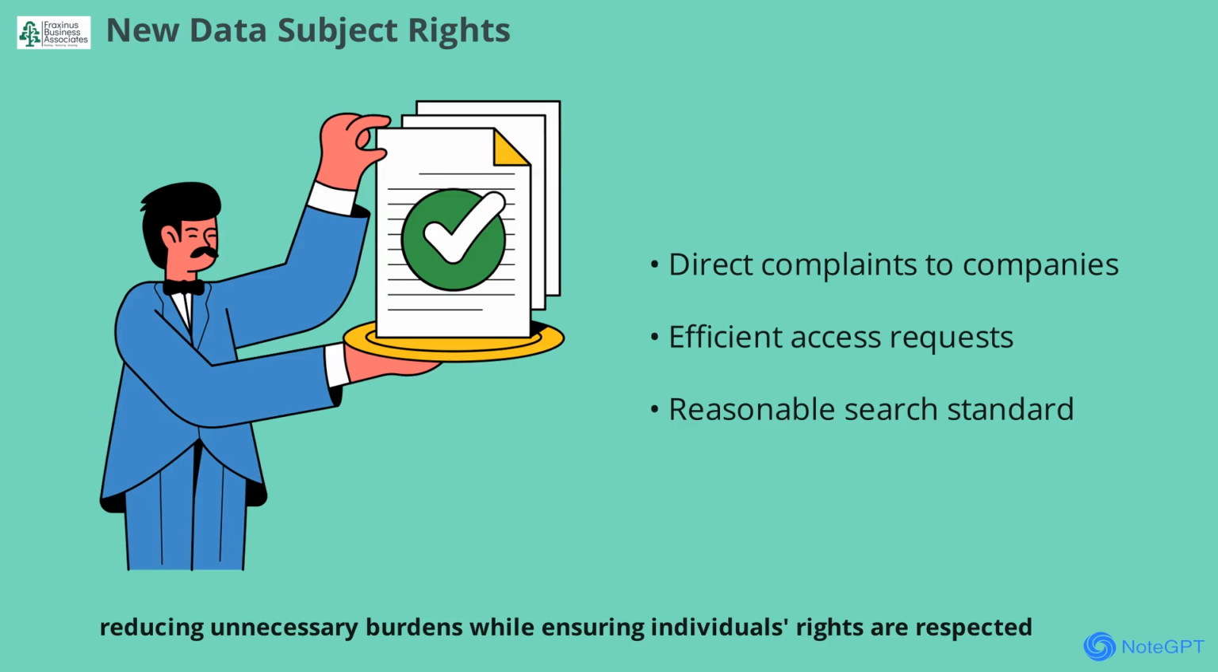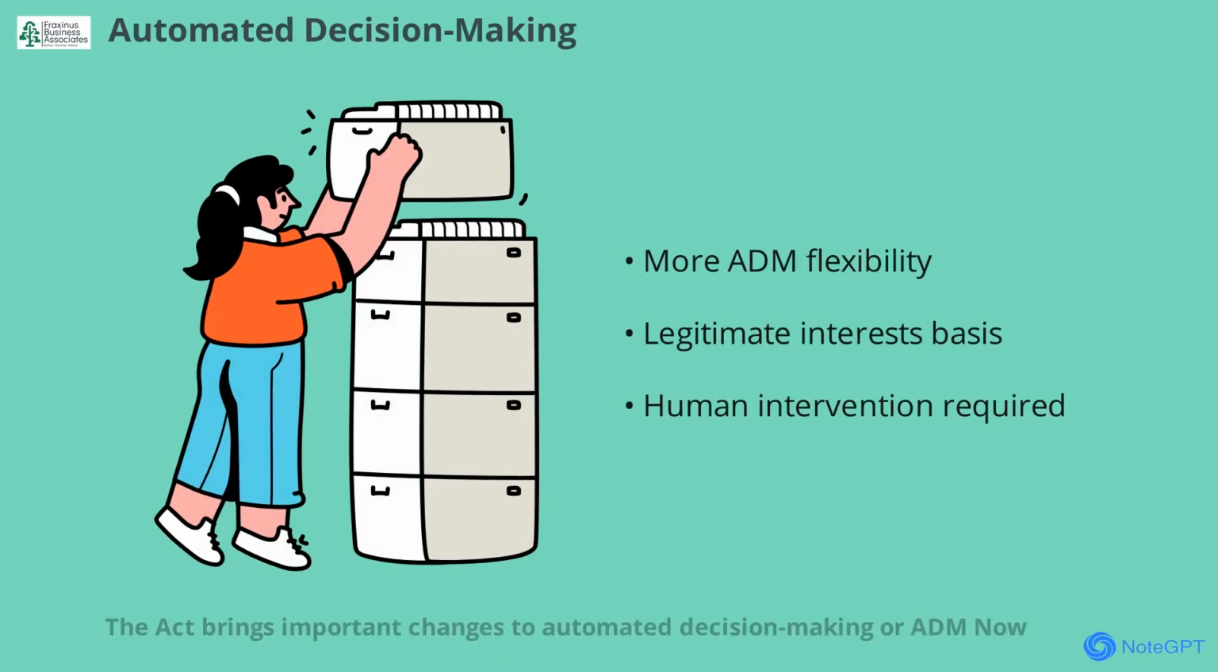These changes are designed to make the process more efficient for both consumers and organizations, reducing unnecessary burdens while ensuring individuals' rights are respected. The Act brings important changes to automated decision-making, or ADM. Now, companies have more flexibility to use ADM, especially when special category data isn't involved. For example, businesses can rely on legitimate interests as a legal basis for ADM, making it easier to use AI and automation tools. However, safeguards remain crucial. Companies must inform individuals about decisions made by ADM, allow them to contest those decisions, and provide a way for human intervention. This balance aims to encourage innovation while protecting individuals from unfair or opaque automated outcomes.